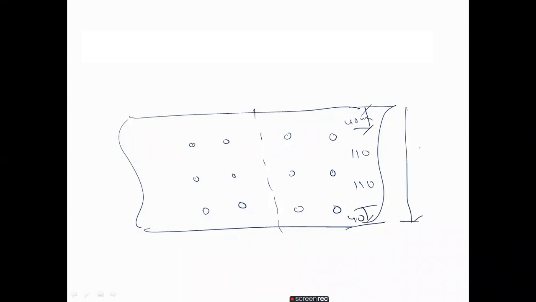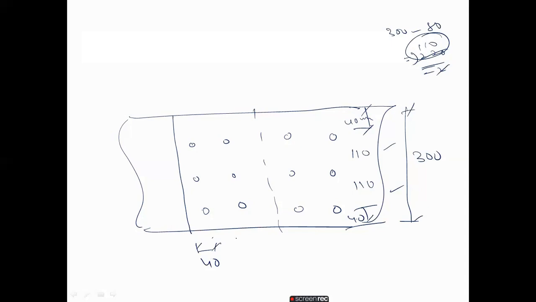So 40 is taken from the 300. You see 300 minus 80, we will get 220. 220 by 2 you will get 110. So like this we are providing 110 here. Now this one also, if you observe the distance from here to here, the edge distance is 40 and the pitch is 60. Okay, like this we have taken.